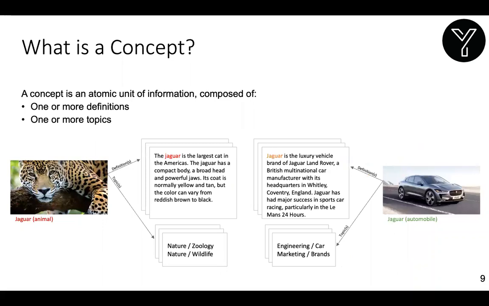So a concept is an atomic unit of information, and it has to have at least one, if not more, definitions, and it can be associated with one or more topics. On the left-hand side, we can see a picture of Jaguar the animal. We can see a definition of that: the jaguar is the largest cat in the Americas. It has a compact body, a broad head, and powerful jaws. And we can see that it can be associated with the topic of nature, the subtopic zoology, or the topic of nature with a subtopic of wildlife. On the right-hand side, we can see a different jaguar, same word, same term, but a different definition. Jaguar is a luxury vehicle brand of Jaguar Land Rover, a British multinational car manufacturer with its headquarters in Whitley, Coventry, England. And we can see that that is associated with the topic of engineering and the subtopic of car, and the other topic of marketing and brands. So same label, totally different meaning.